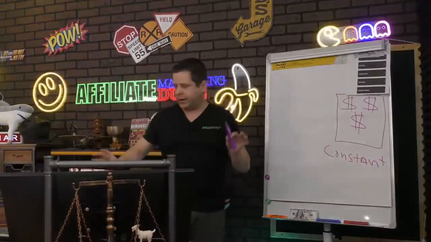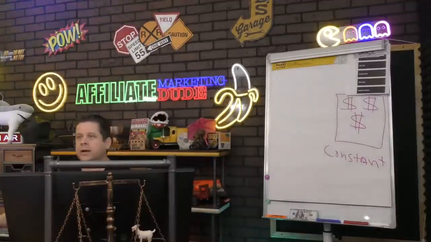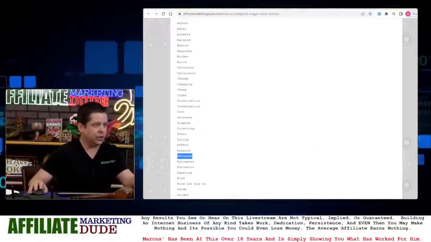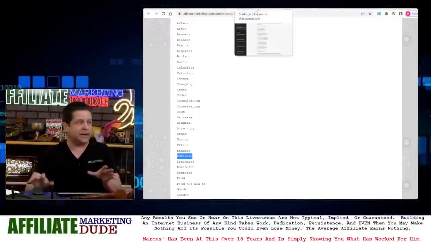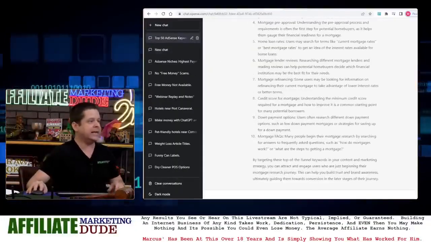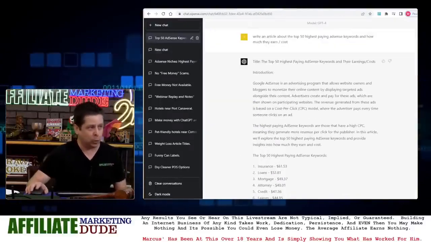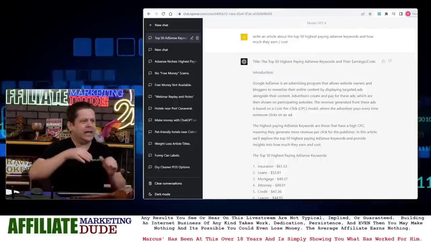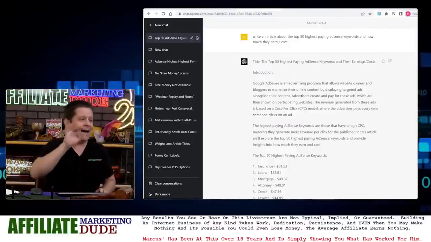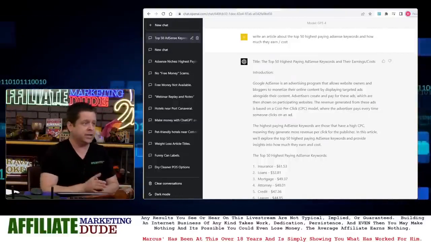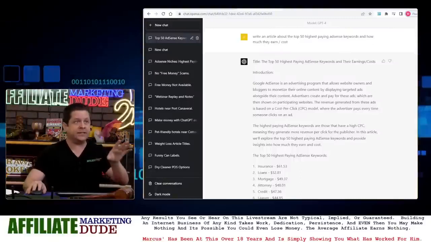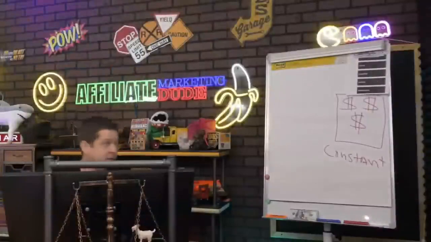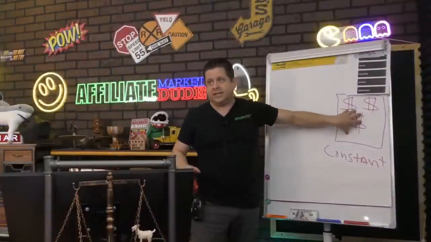Now, when we go through here and look at this, we are going to take a look at the trigger words and the expensive keywords. So right here, what I did is I went to ChatGPT 4, very cool, and I asked, can you tell me the 50 highest paying AdSense keywords and their earnings and costs? This is going to let ChatGPT 4 show us this constant.